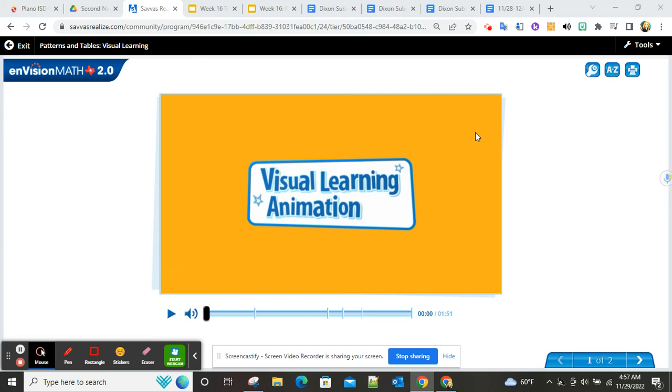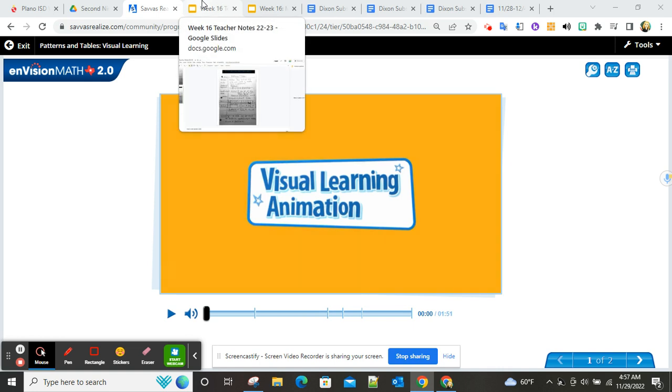Hi, class. Today we are talking about patterns and tables, and specifically looking at input output tables. More specifically, making them from a rule or a pattern. Before we get started on the video, I want to show you an anchor chart that I made to help us remember and understand what we learned yesterday about input output tables.